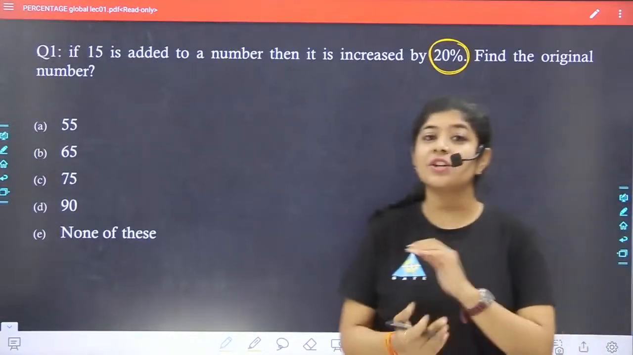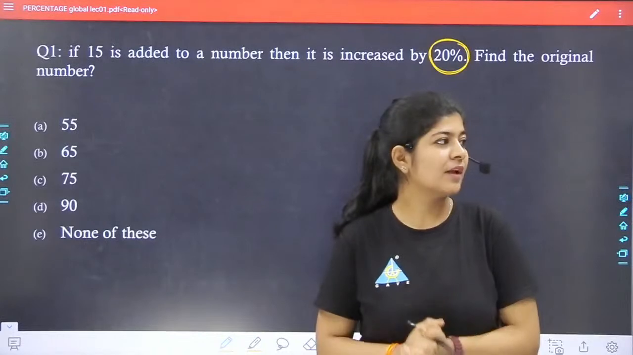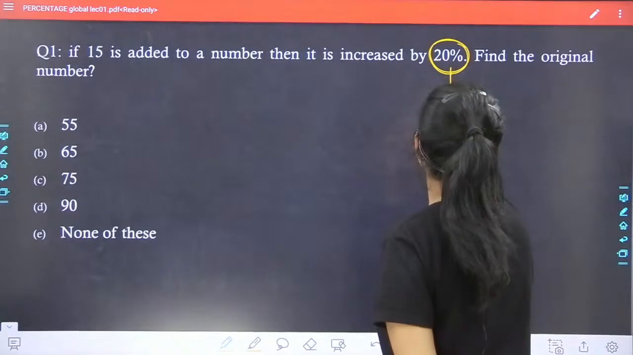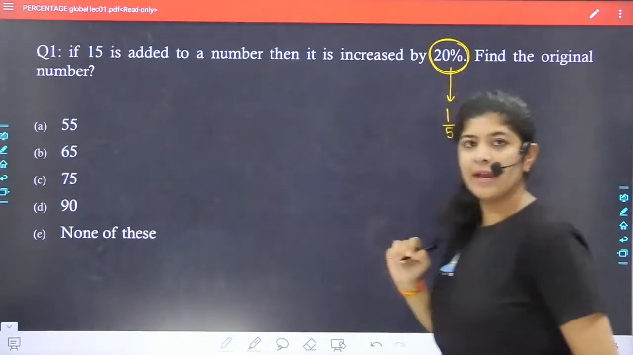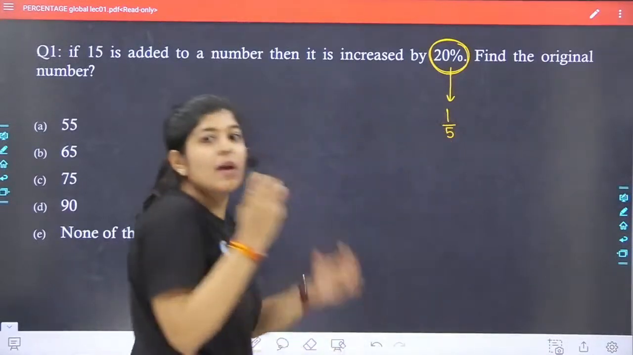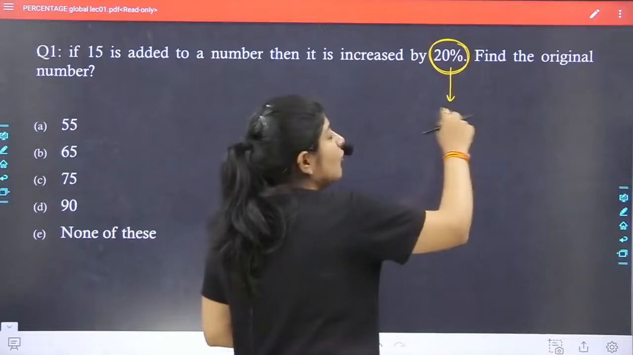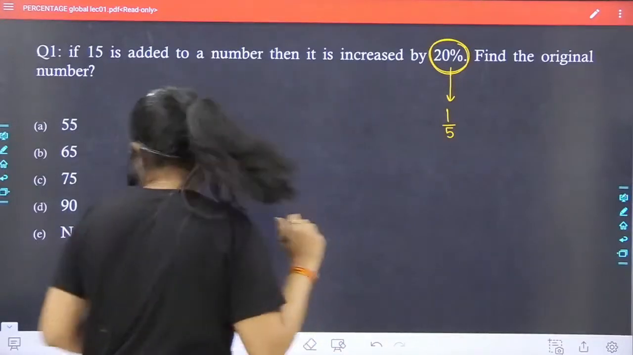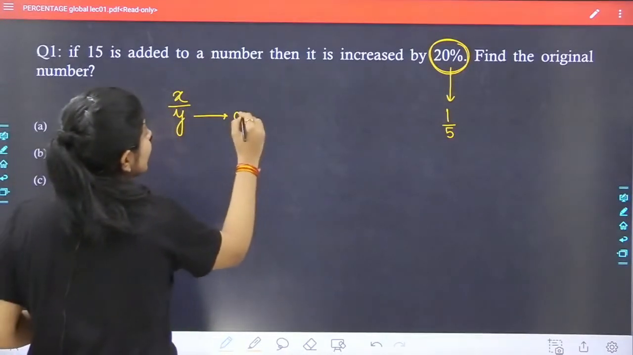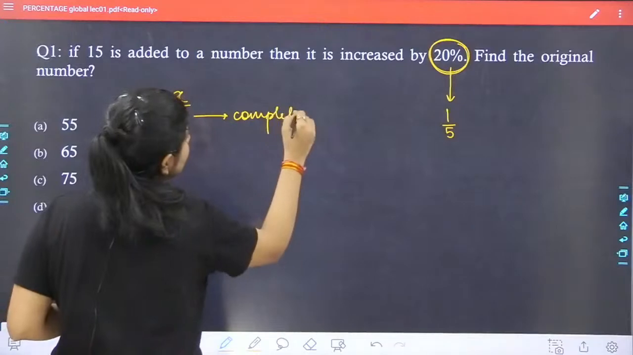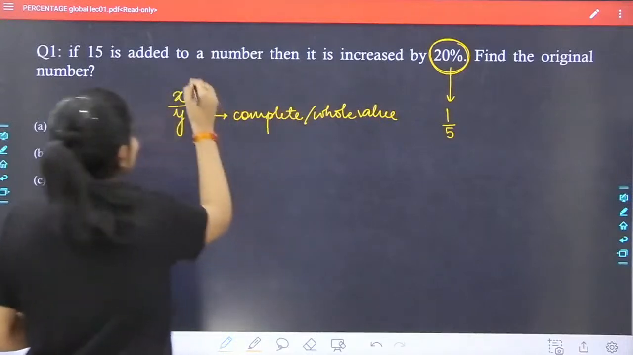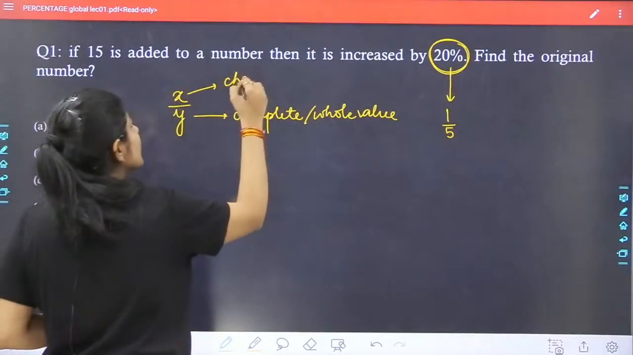Try to use fractions. How do I write 20%? I can write it as 1 by 5. If I'm having 5 as my whole number, there is a change of 1 in that, right? We have learned if I'm having a fraction like this, then the denominator shows my complete or whole value, and the numerator shows me the comparative change in that.